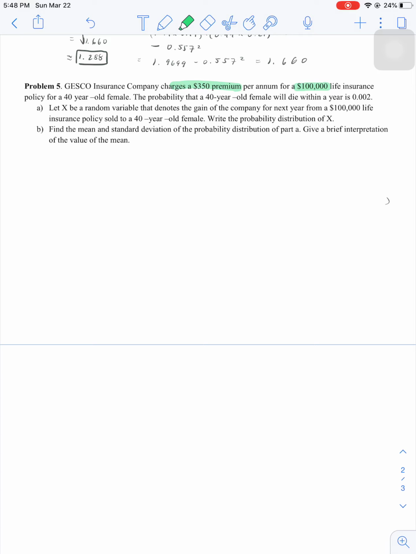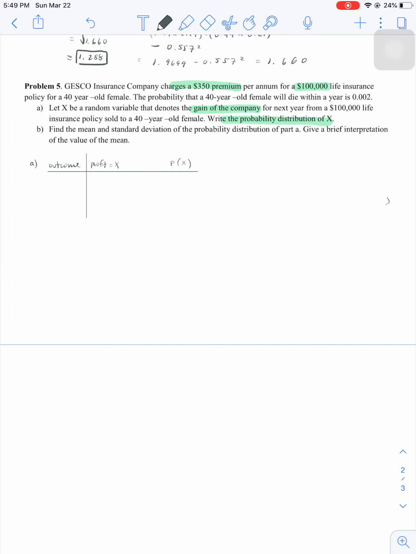All right, so part A asks us to write the probability distribution of our random variable x, and our random variable x is the company's profit in the next year on this policy. So I'm going to add another column to my distribution here, just to help me out. And then my last column will be, of course, the probability that x will take that value.